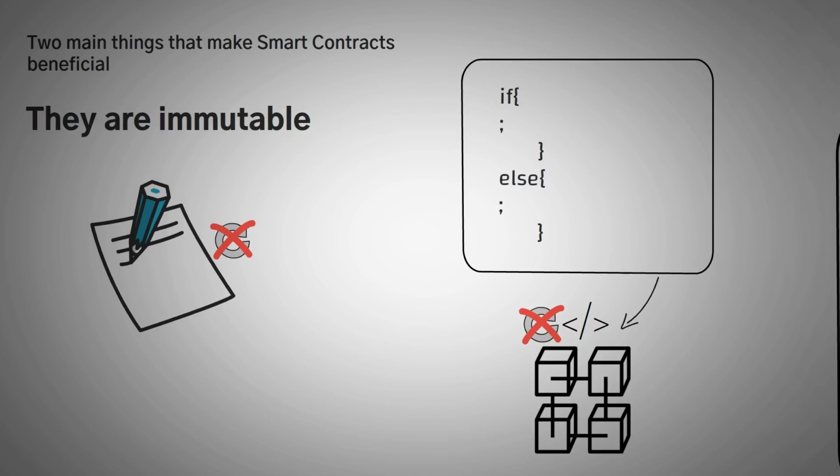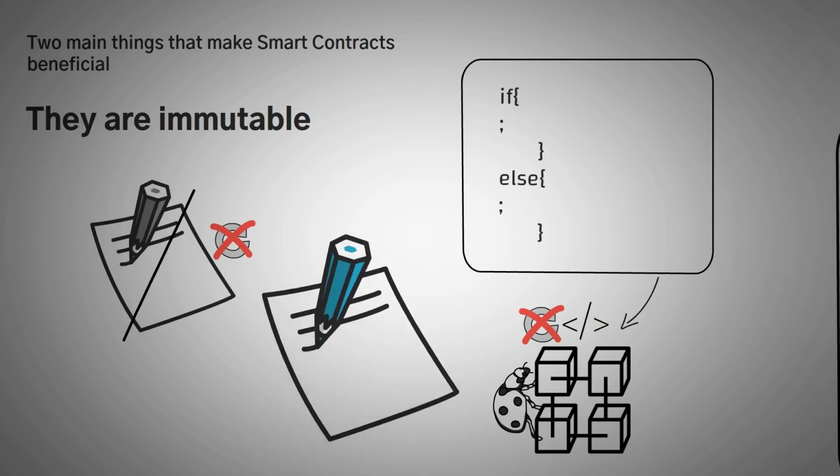Now the downside of this, you might be thinking, is that if there is a bug or the code is inefficient, it will be a bug and it will be inefficient forever. However, if you wanted to, you could just create a new smart contract and tell people not to use the old one. In fact, this happens very often.